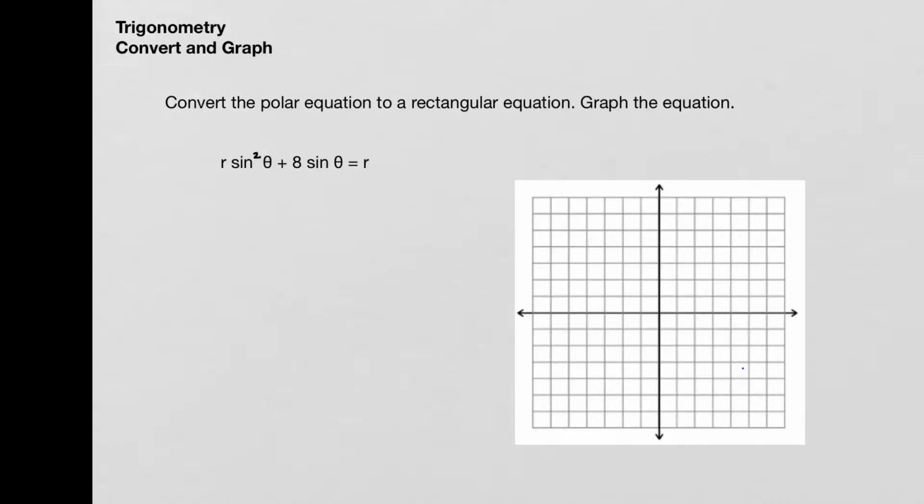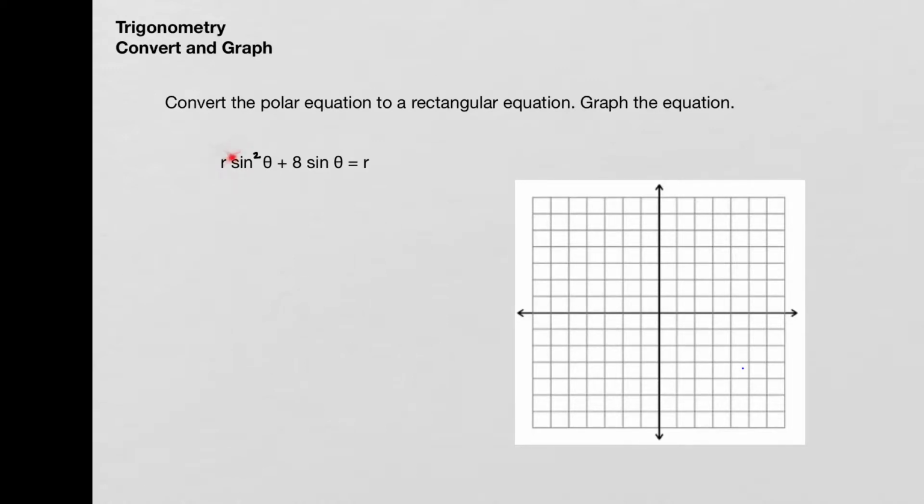In this problem, I need to convert and graph the equation r times sine squared theta plus 8 sine theta equals r. Before I convert this equation to rectangular form, notice that I have an r times sine squared theta. Now, that doesn't really work very well. R sine theta works very well.